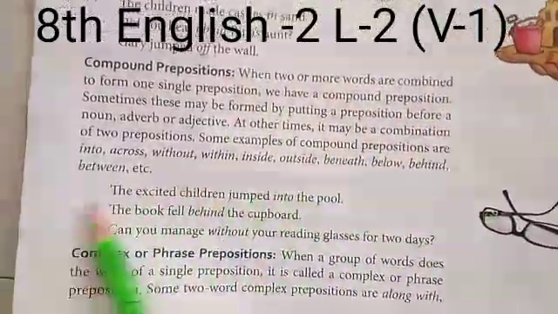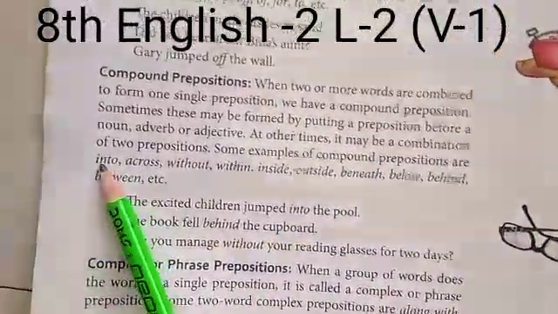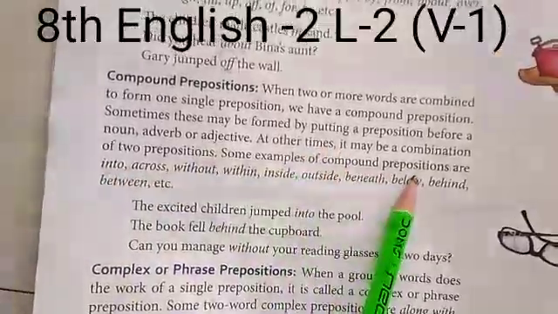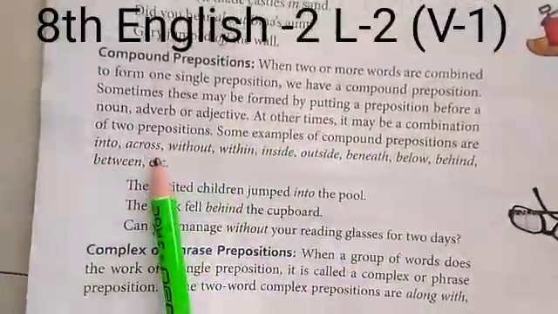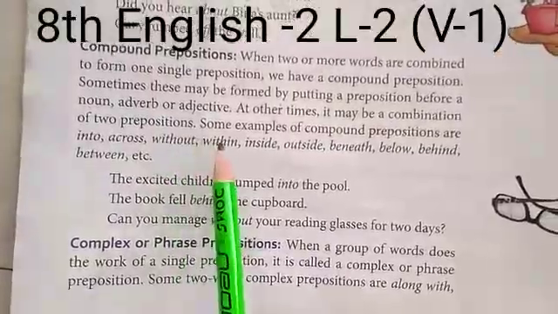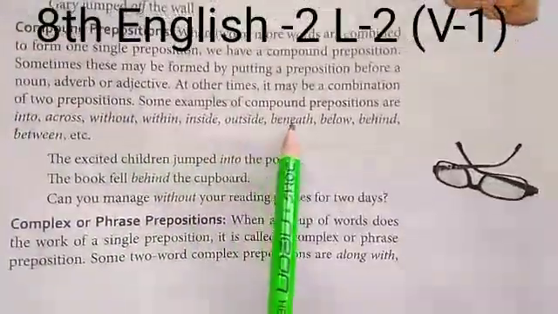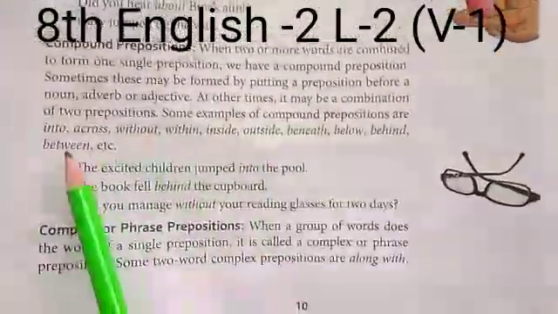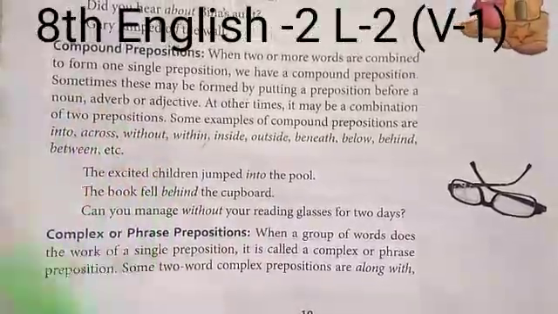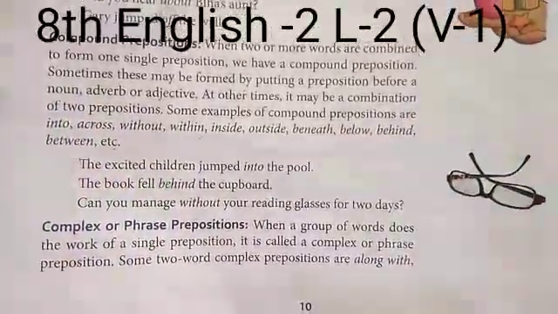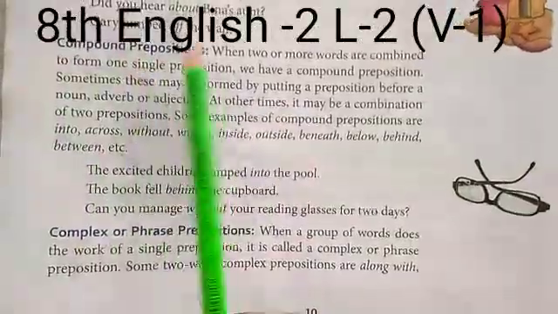The examples are what? In and to. Two words are joined, so it is called a compound preposition. Examples are across, without, within, inside, outside, beneath, below, behind, between, etc. Because here the combination of two words is there, it is called a compound preposition.